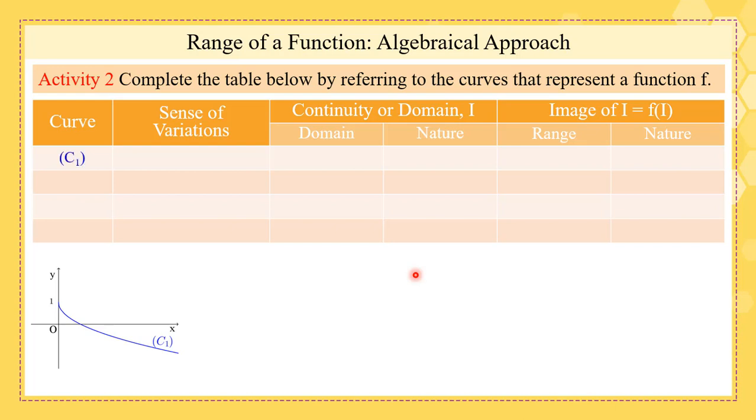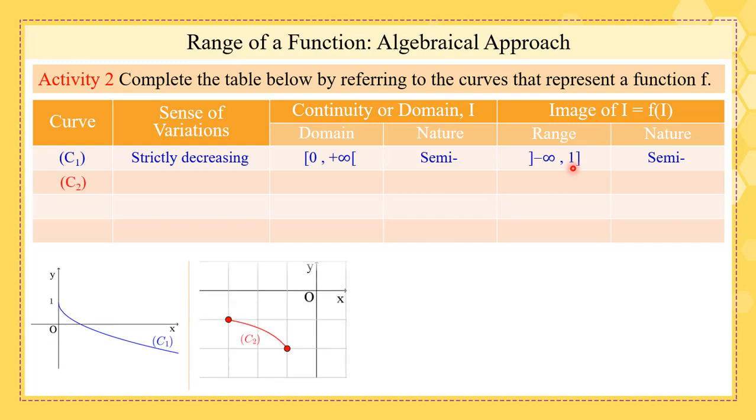This is curve C1. The sense in this case is strictly decreasing. The domain is from 0 closed to plus infinity, it's semi, and the range is from minus infinity to 1 closed, which is also semi.